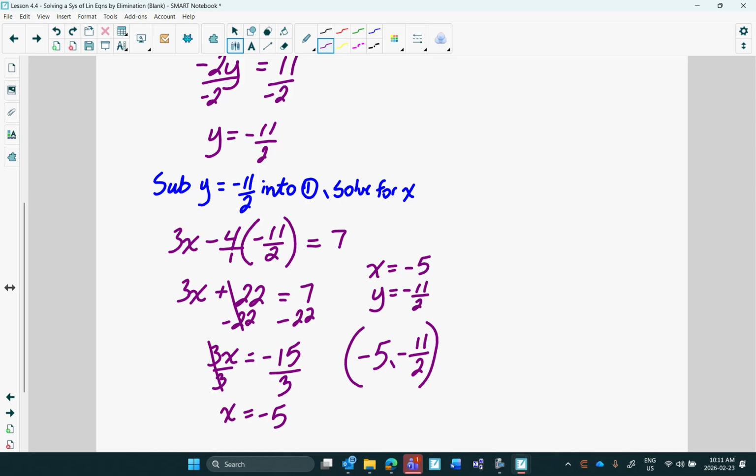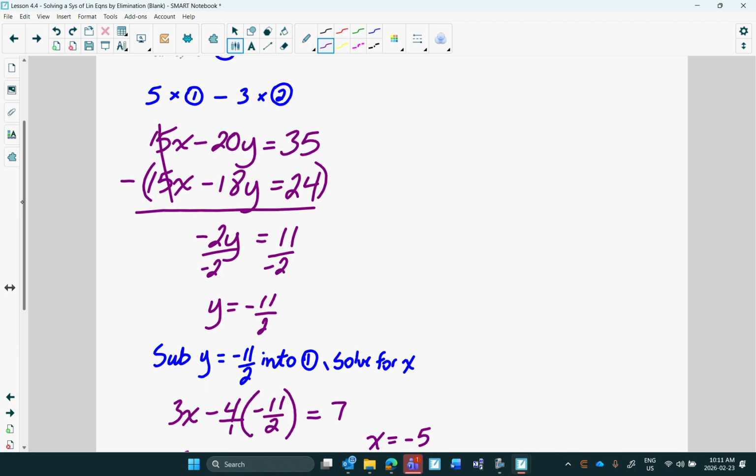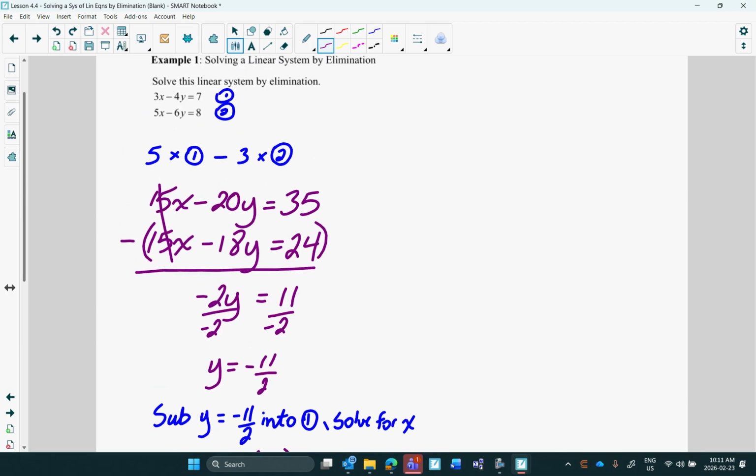Now, I'll put the page up. Some students like to do this. They don't like to subtract. They like to add. So what could we do instead? I'm going to do this. I'm going to multiply the first one by negative 5 and then add it to the second one.